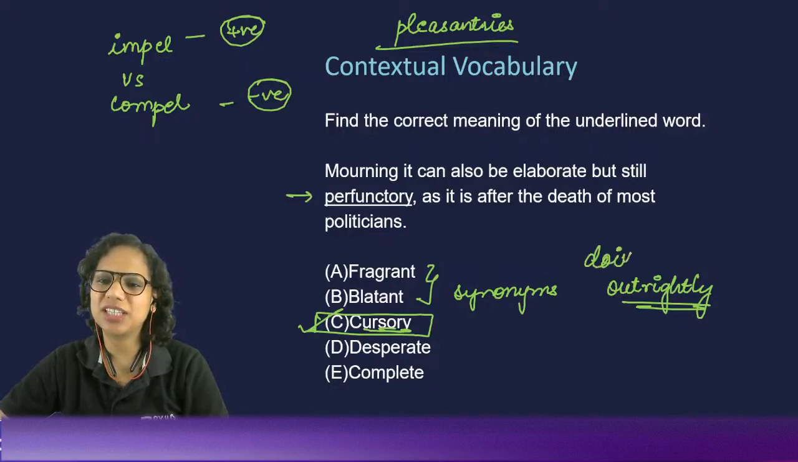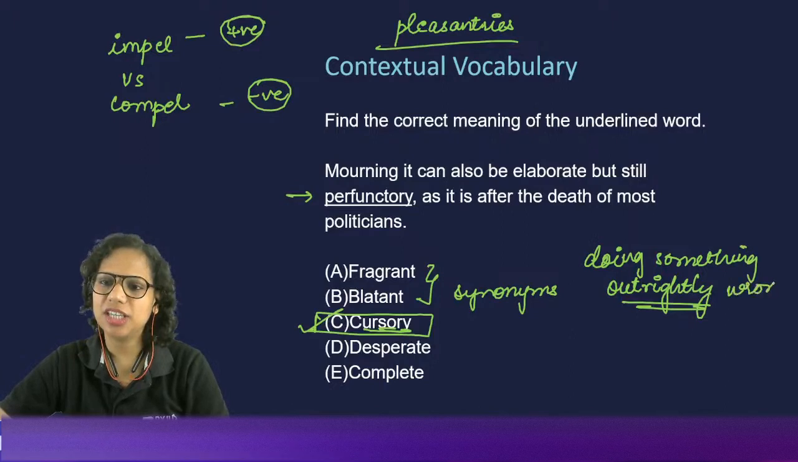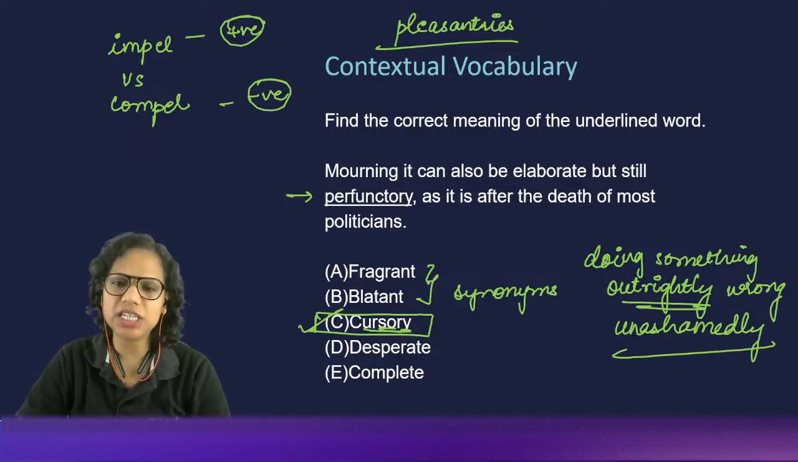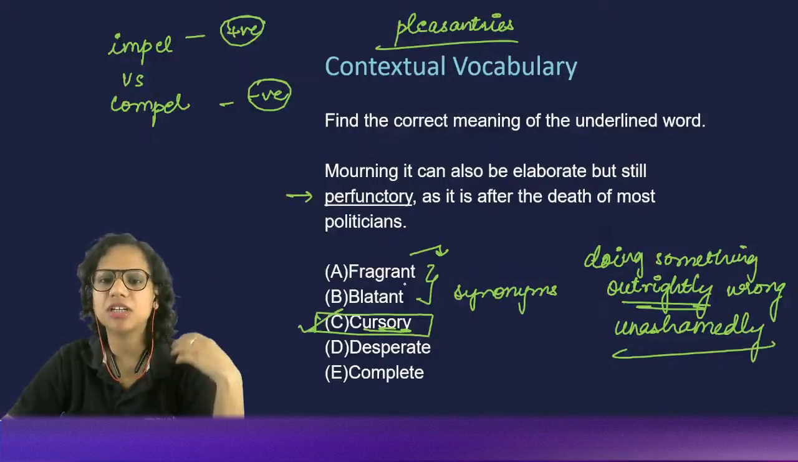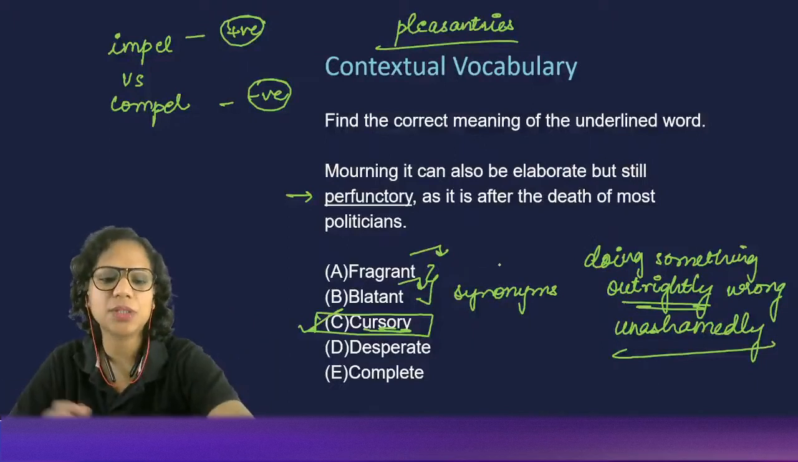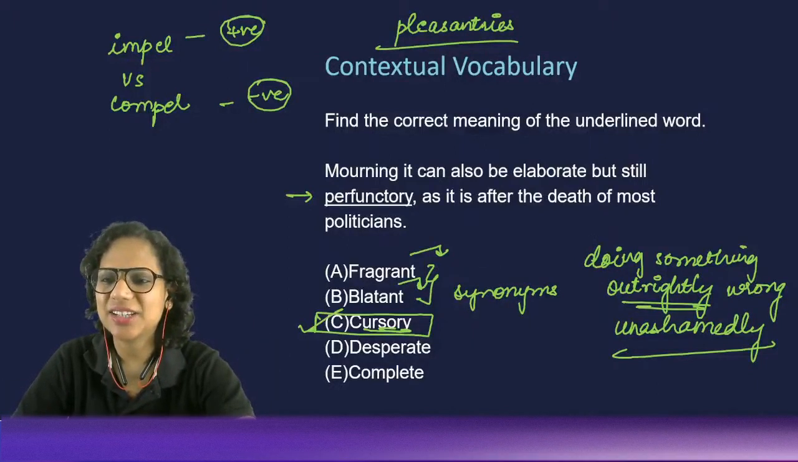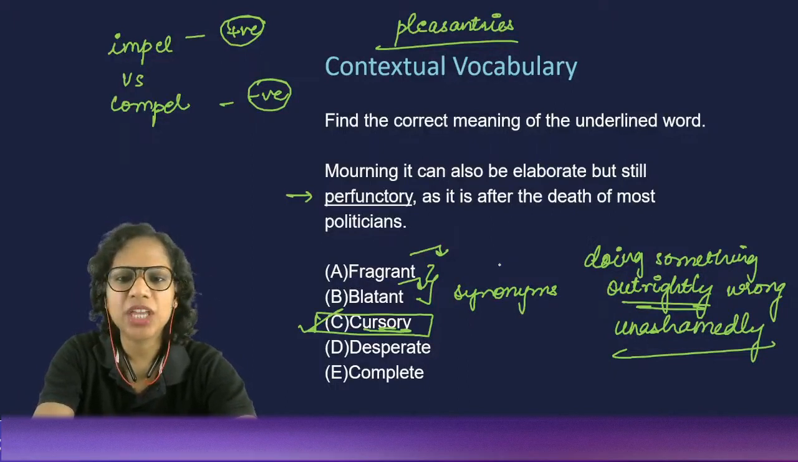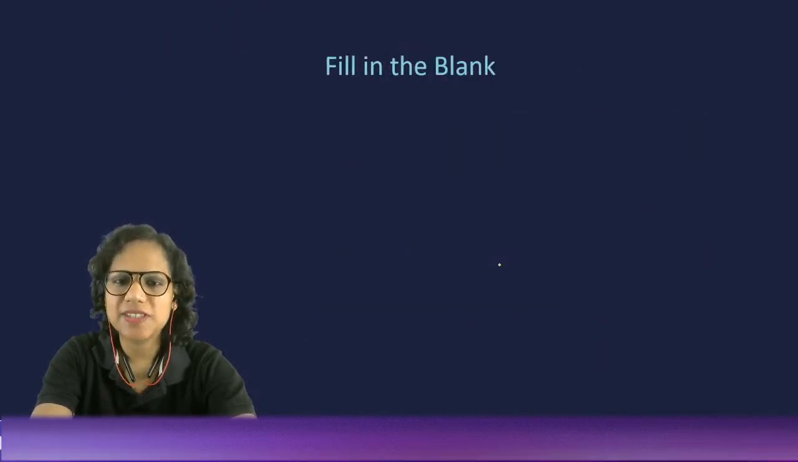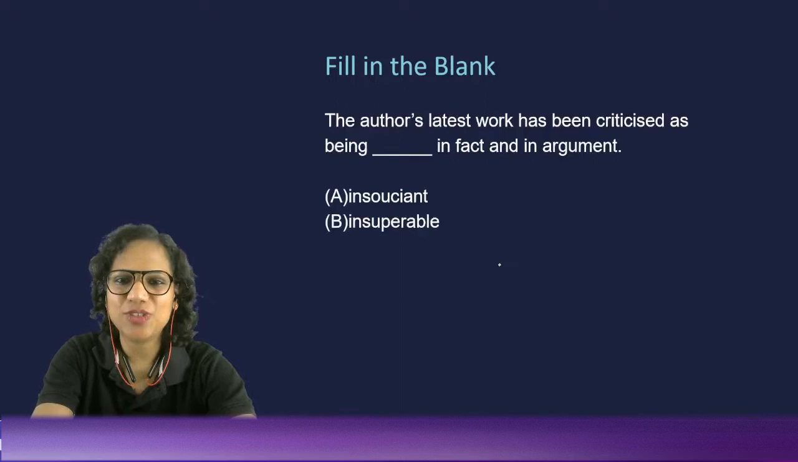So doing something outrightly wrong in an unashamed manner. Okay, that is blatant or flagrant. And after this, you will say her flagrant action, her flagrant disregard, her blatant violation, etc. This is how it is used. Right? So, our answer is C here. You're right. Cursory is the synonym. And I hope you'll now not forget the words perfunctory, pleasantries, blatant, and flagrant.